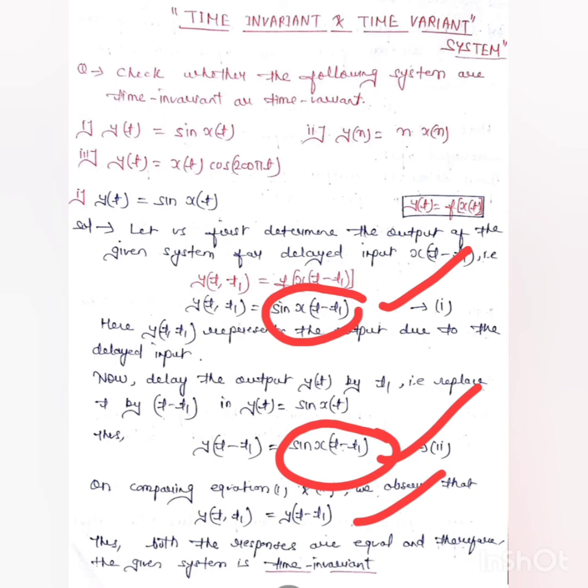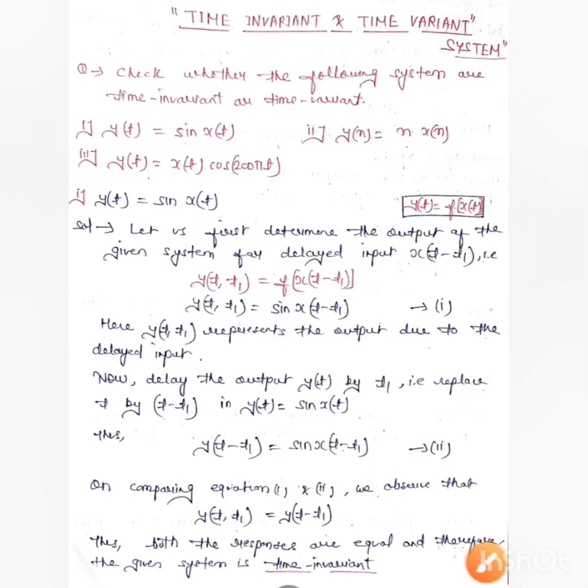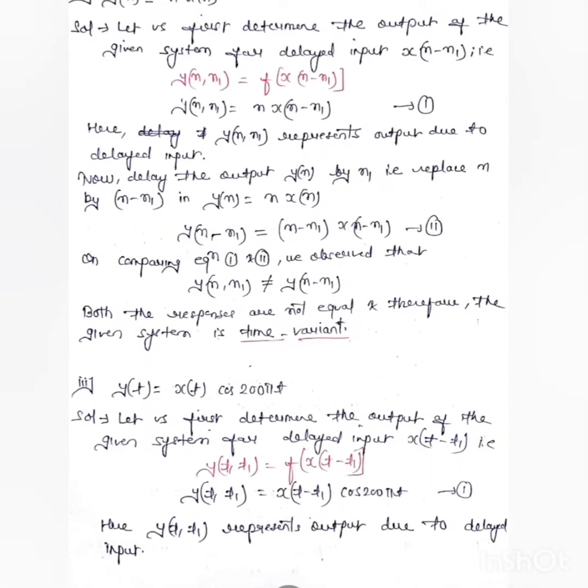Okay. Now we can understand with the help of the second question. Moving on to the second question, we have y of n equals n of x of n. This is a discrete time system expression. We can solve a continuous time system and a discrete time system in a similar way, but there is a difference in the notation only.